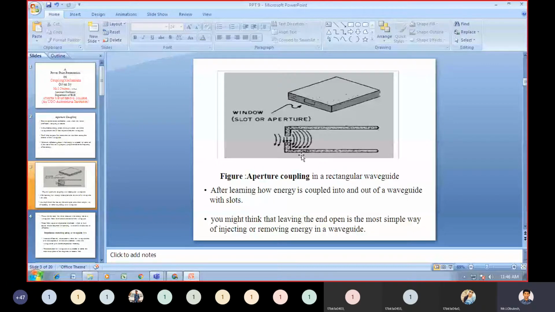Yes, sir. So after learning how energy is coupled into and out of a waveguide with slots, you might think that leaving the end open is the most simple way of injecting or removing energy in a waveguide.